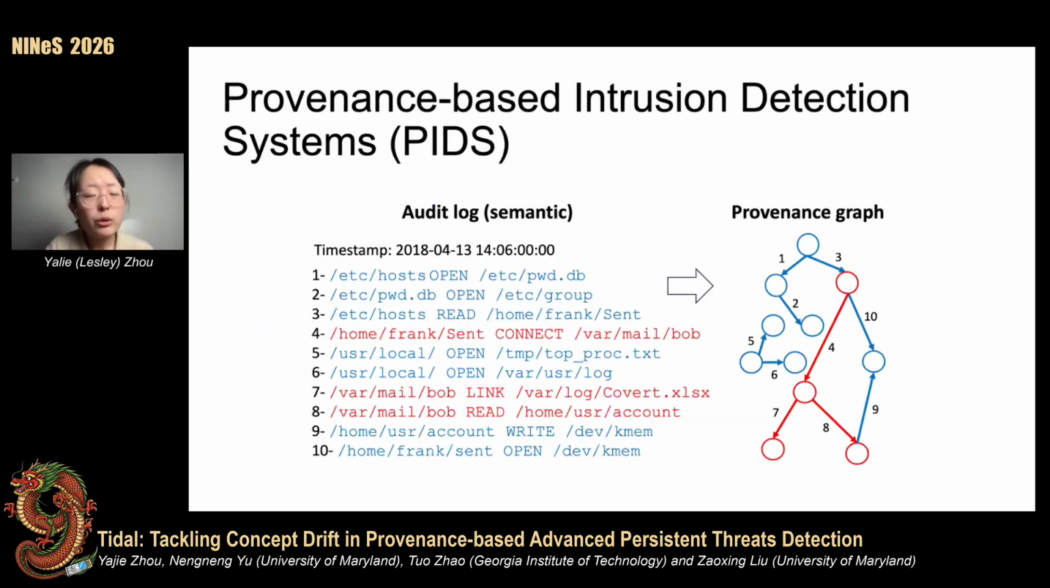Most of the existing APT detection systems are based on provenance-based intrusion detection. You have the audit log from your system, and this audit log on the left side has semantic information that indicates what the event is and what is happening. Then from the log, you can also derive a provenance graph. This graph will tell you how the data is flowing and how the attack is traced across different system nodes.